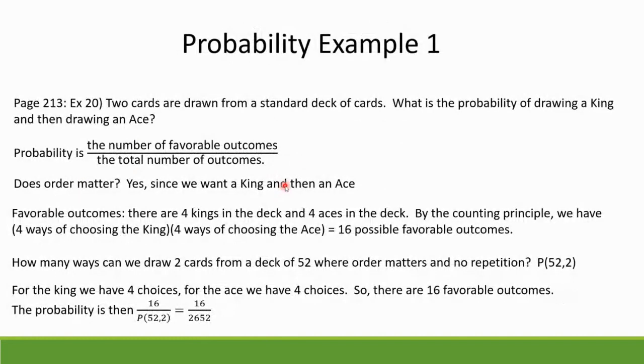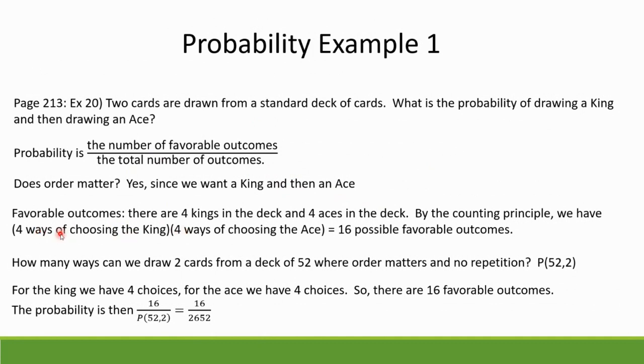Okay. So what are the favorable outcomes? Well, we know there are 4 kings in the deck of cards. There's also 4 aces as well. Well, there's 4 ways of choosing the king. You're only drawing 1 king. So there's 4 ways that can happen. There's also 4 ways of drawing the ace.